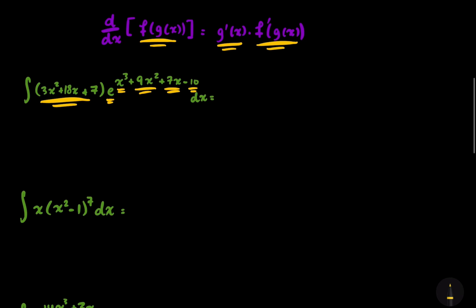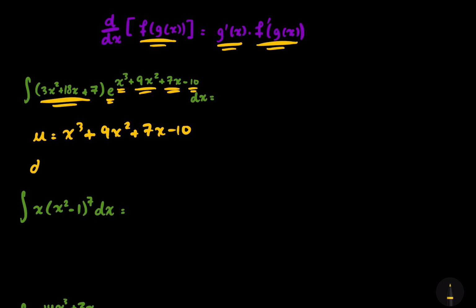And so this looks like a very complicated and intense integral, but really we just have to observe something over here. We have e raised to this very intense looking third degree polynomial, but then over here we have the second degree polynomial that's multiplying e. And so let's go ahead and see what happens if we let u be equal to x cubed plus 9x squared plus 7x minus 10, right? So we're just letting u be equal to this third degree polynomial that e is being raised to.